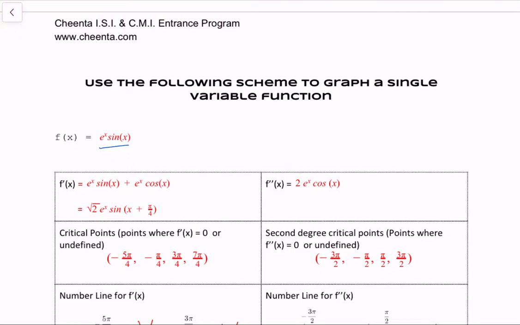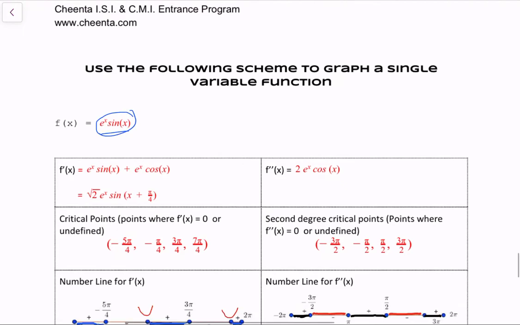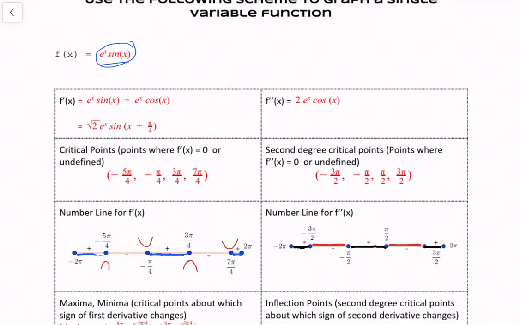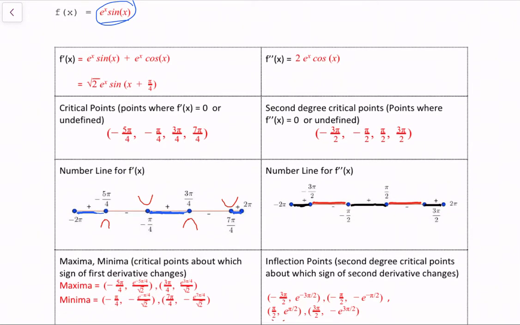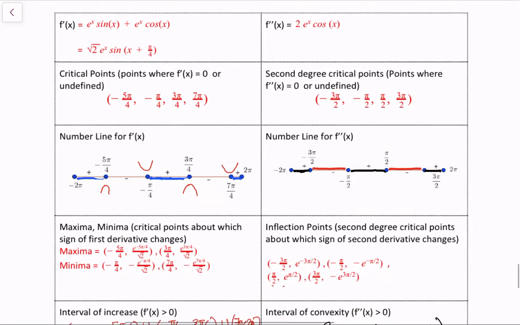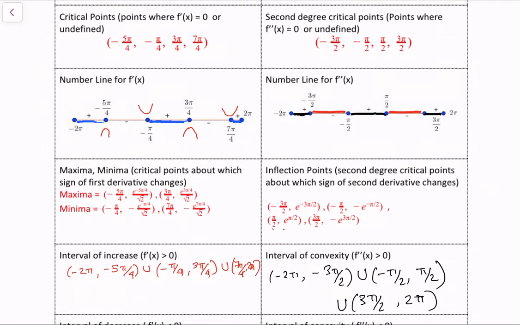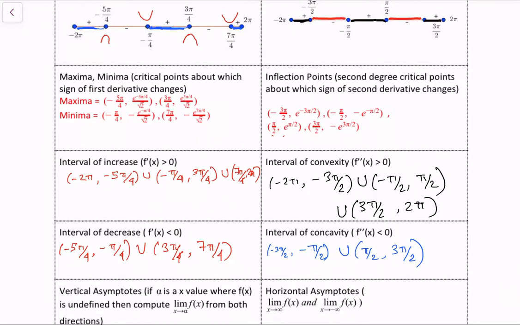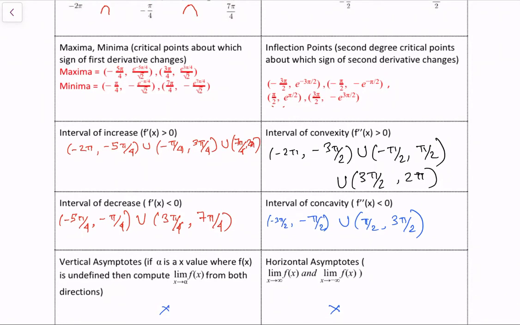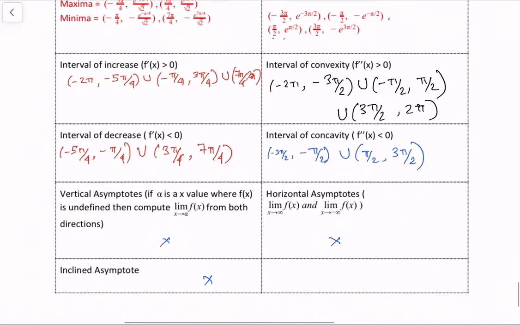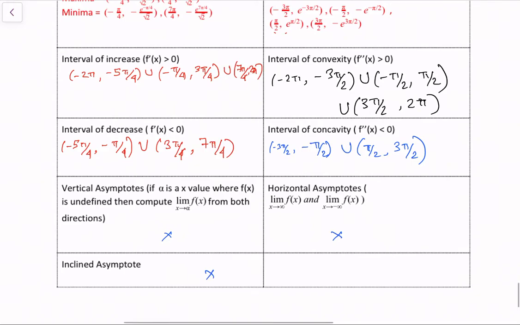Hello, friends. So, for the last four or five videos, we were discussing how to plot the graph of this particular function. And in the process, we actually investigated a lot. We found the first derivative, the second derivative, critical points. We plotted them on the number line, found the maxima, minima, inflection points. We also found the intervals of increase, decrease, and intervals of convexity.